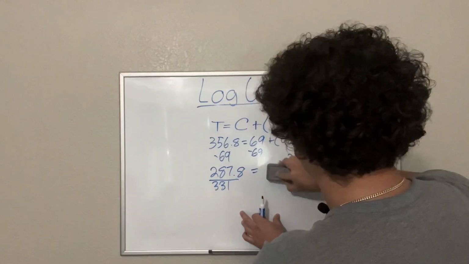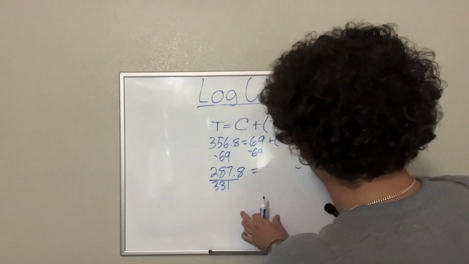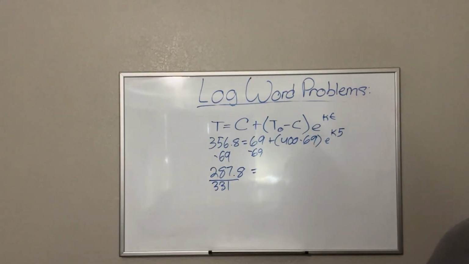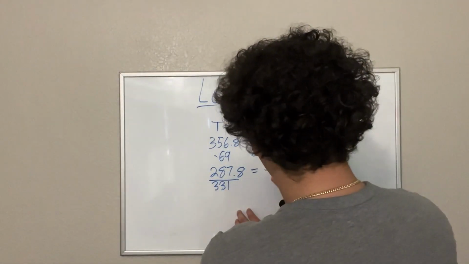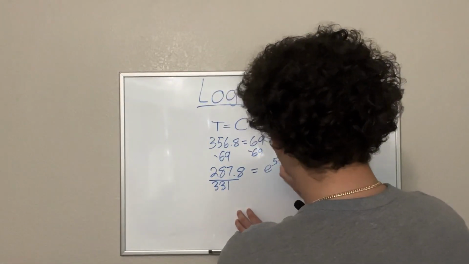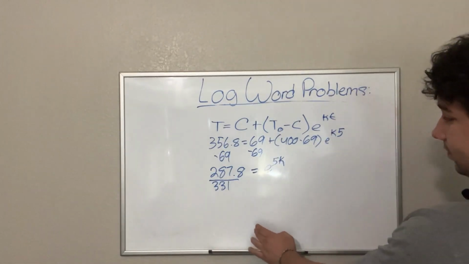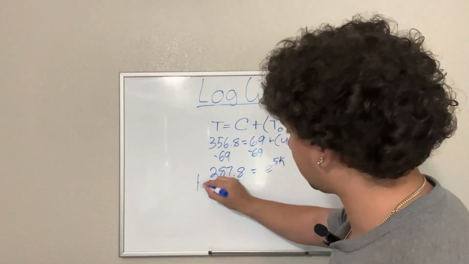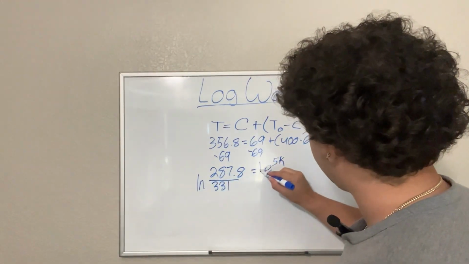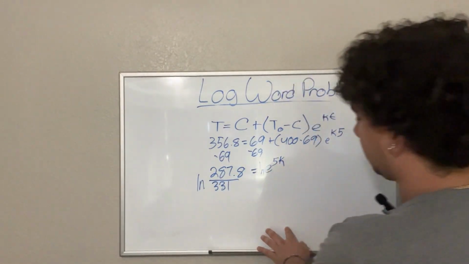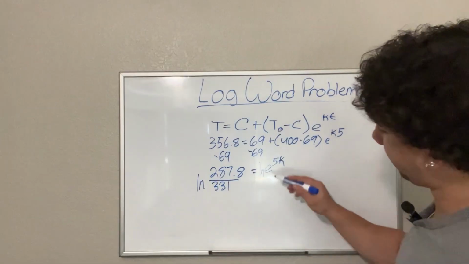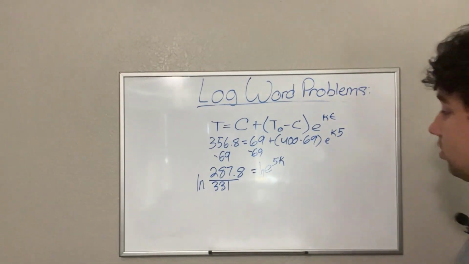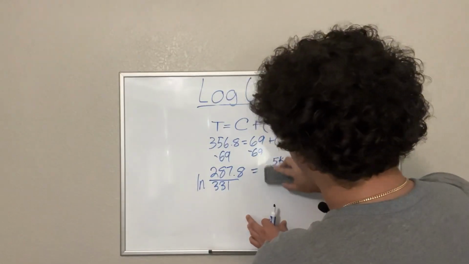That's going to give me this right here. So now I have 287.8 over 331 is equal to e to the 5k. All right, now how do I get rid of the e? Well, I'm going to take the natural log of both sides. The natural log of anything with an argument of e just ends up being the exponent. That's just a log rule. So then this all equals 5k.